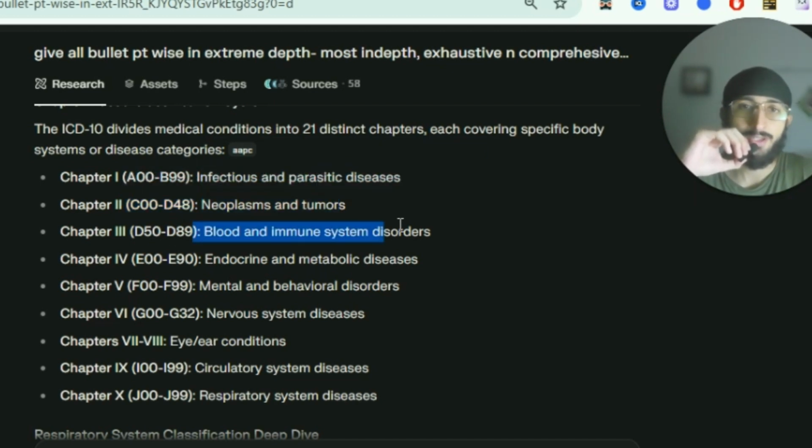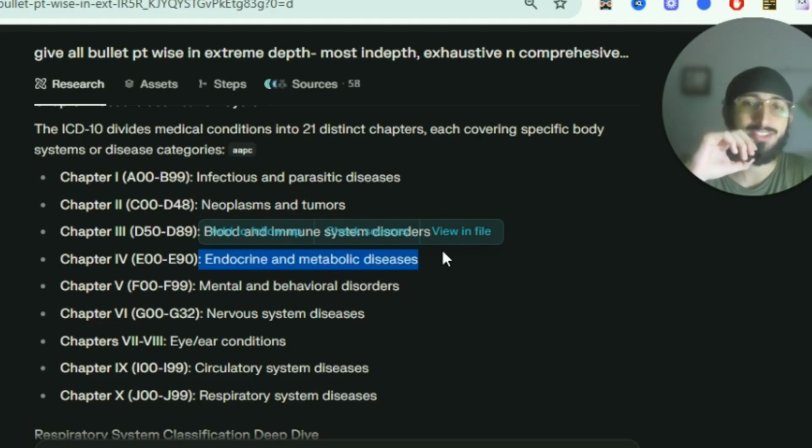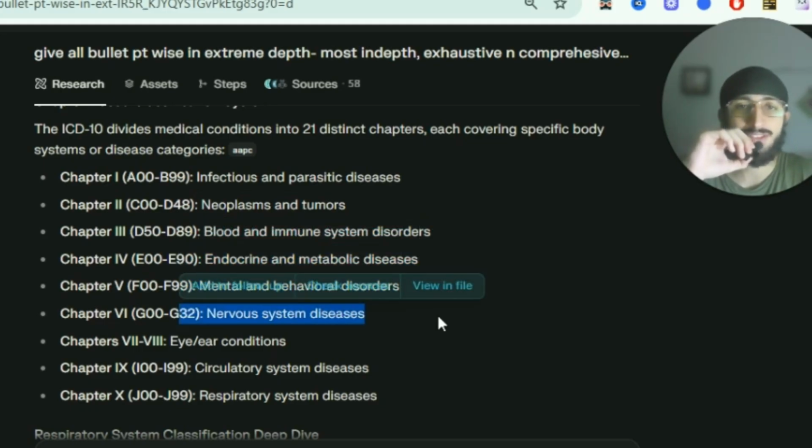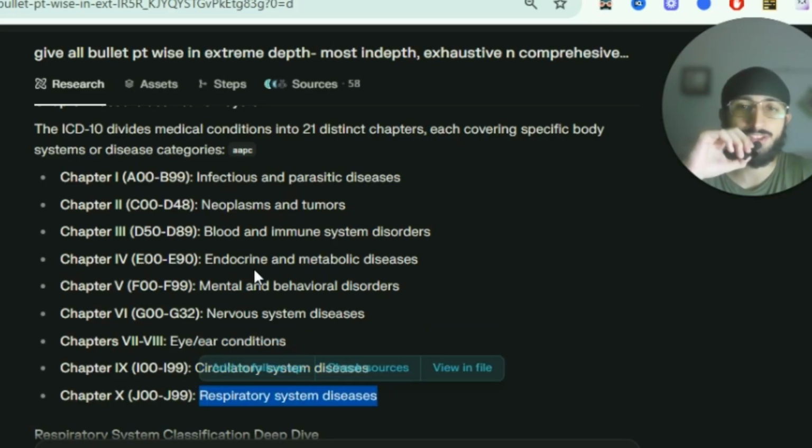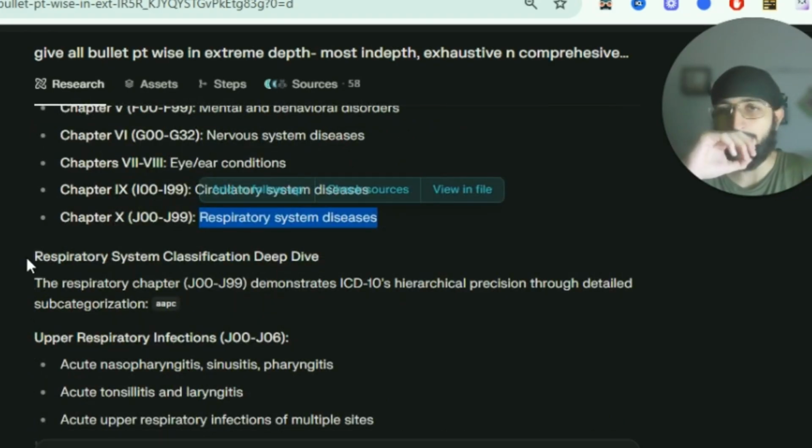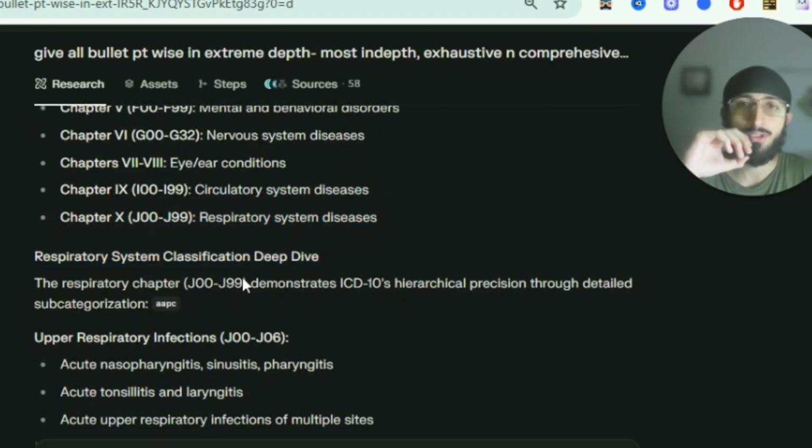And similarly, you can see blood and immune system disorders, endocrine and metabolic diseases, mental and behavioral disorders, nervous system disease, eye and ear conditions, circulatory system diseases, and respiratory system diseases. So these are basically classified on the basis of the chapter. And we have a respiratory system classification deep dive. So let us go over chapter 10, which is J00 to J99.